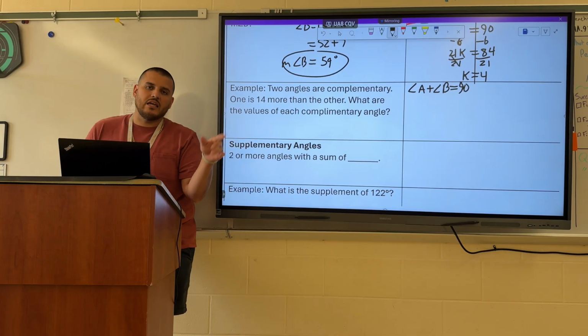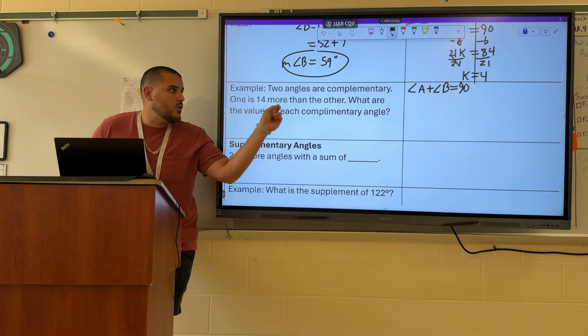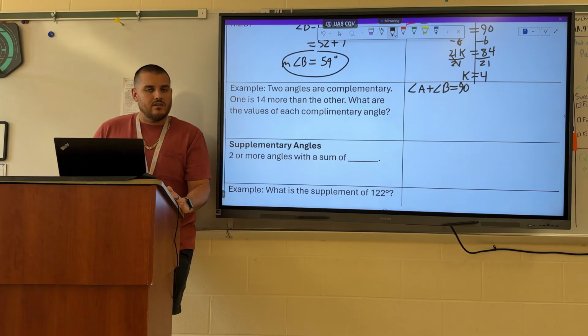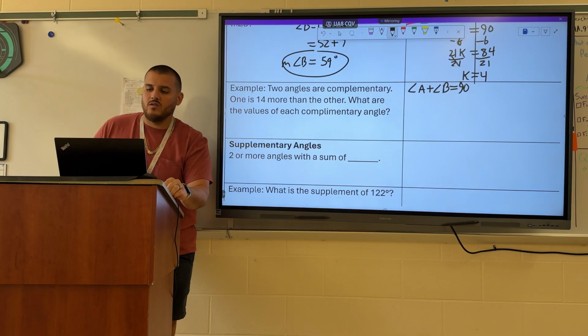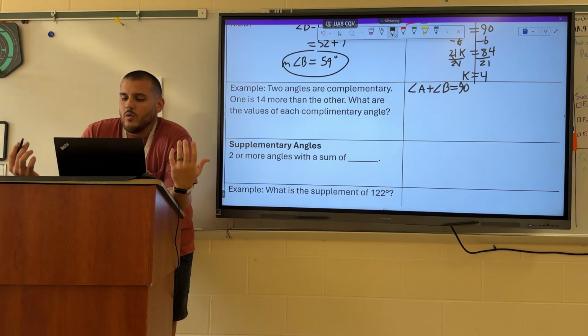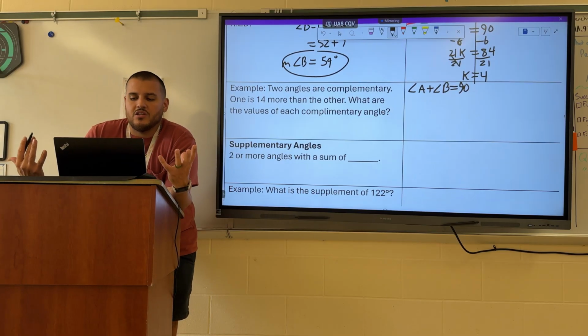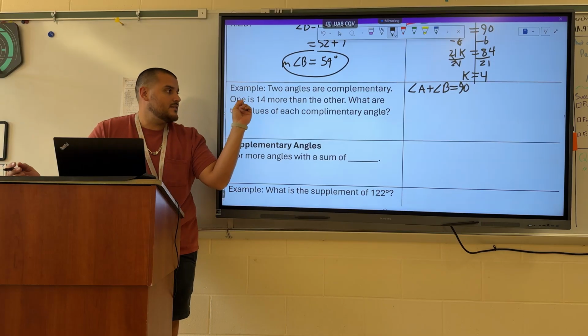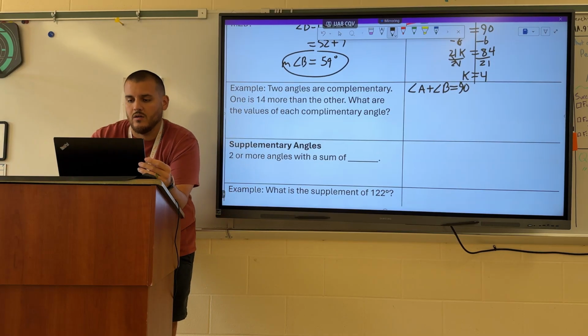Then we're given this little hint about our angles, that one is 14 more than the other, and then we're asked to find the value of each of these angles. So what we're going to need to do here is come up with expressions for angle A and B, and this hint is going to help us along our way. I'm going to start with angle A.